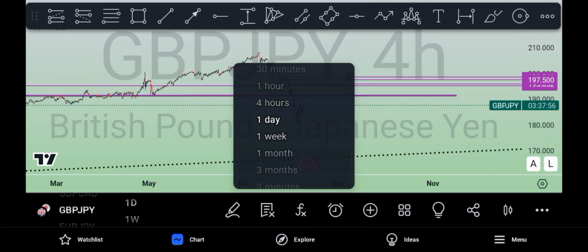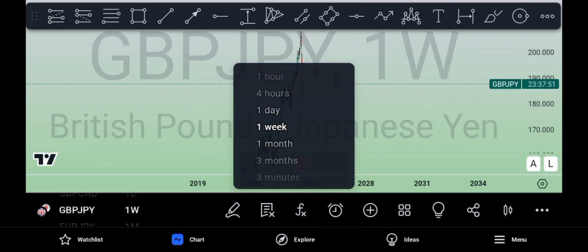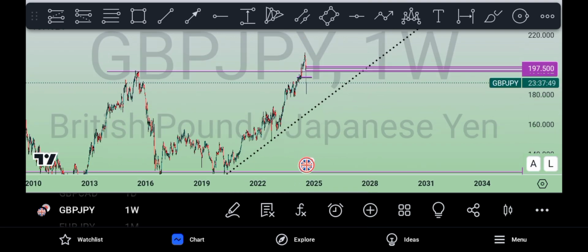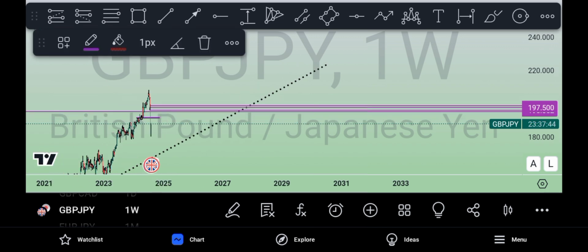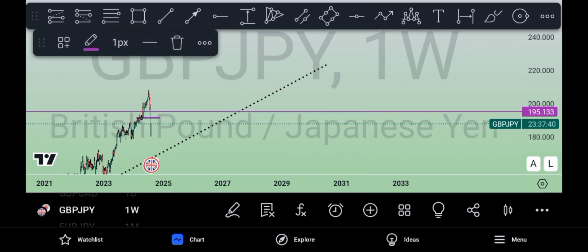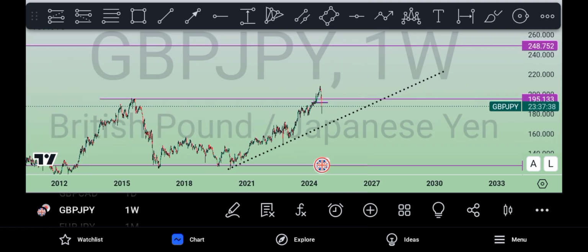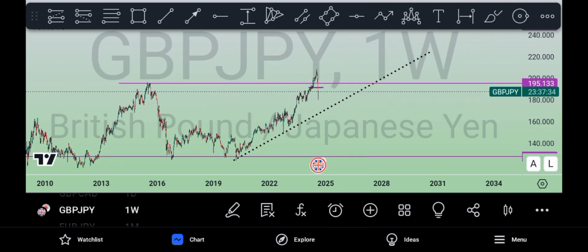Now, this crash was very, very crazy. For traders that have not actually understood what is going on, let me just take out most of these levels that I drew. I can always draw them back, so I know those levels.